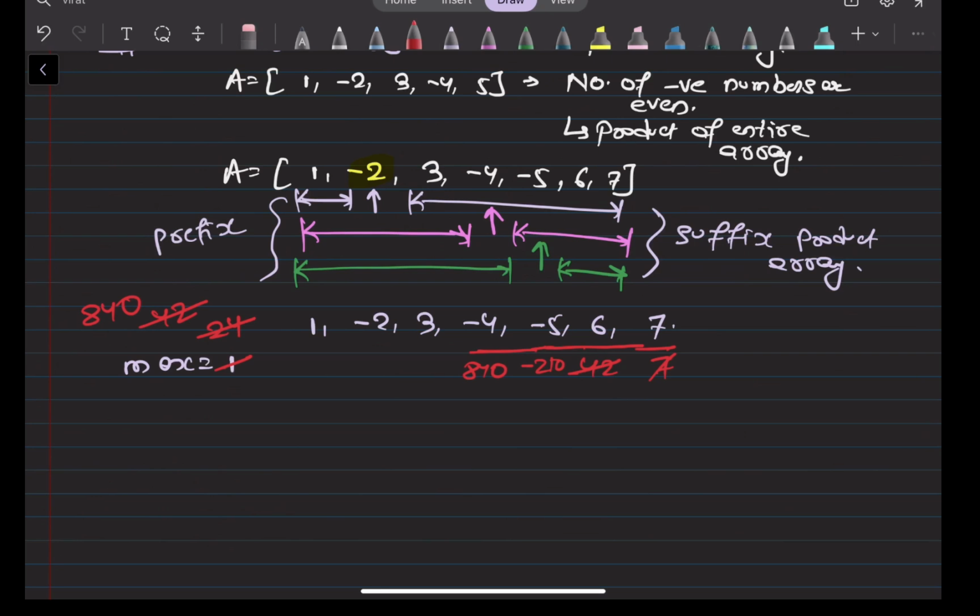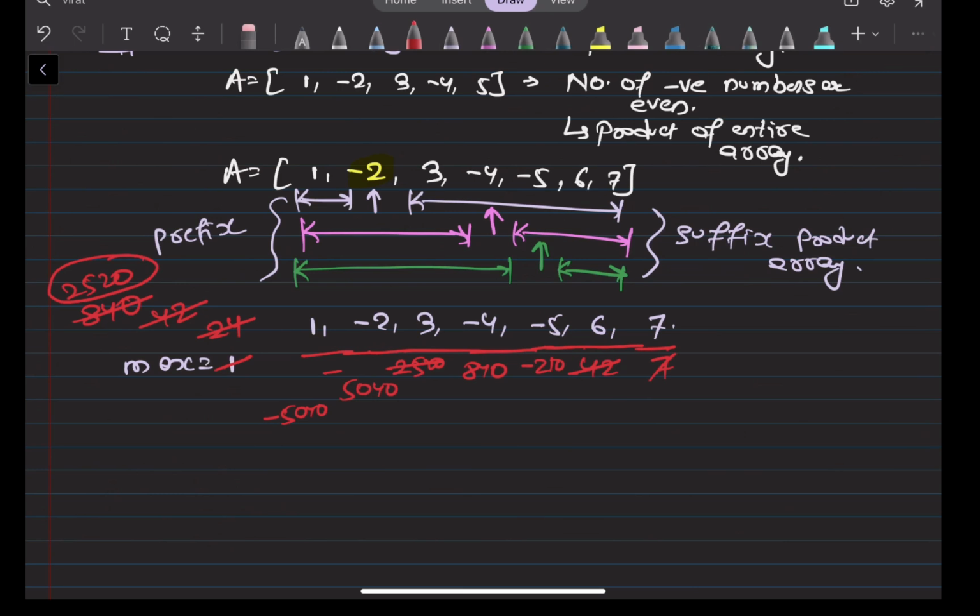Now if you keep on moving, if you include this 3 also, then it will be 840 into 3, which is 2520, and my answer will be 2520. Now if you include this, it will be a negative number. So it will be minus 5040, and if we include this, it will again be minus 5040. So the maximum answer we got is 2520.